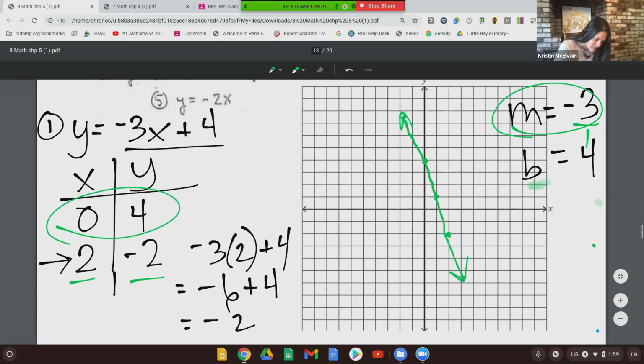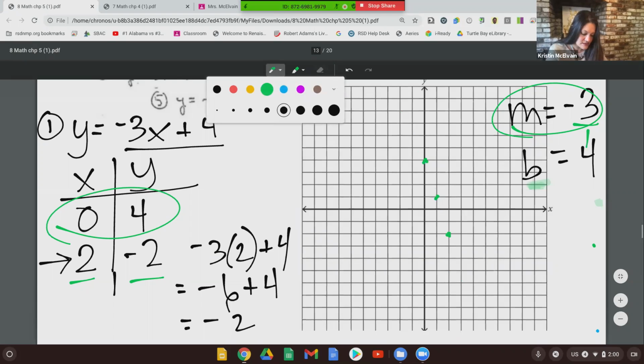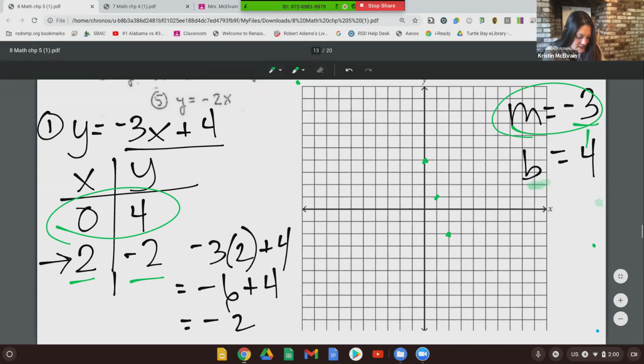Hopefully you have a ruler or a straight edge that you are using. Maybe I can use my calculator as my straight edge. Let's give it a shot. It's a touch screen, so whenever I touch, yeah, that's pretty good. And of course, at the end of your graph, you have to put your arrows.